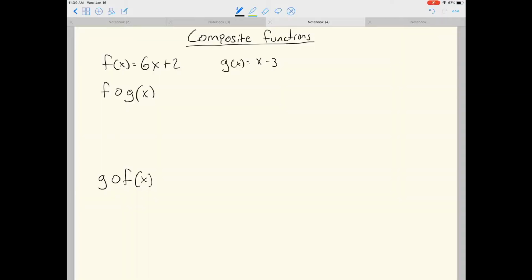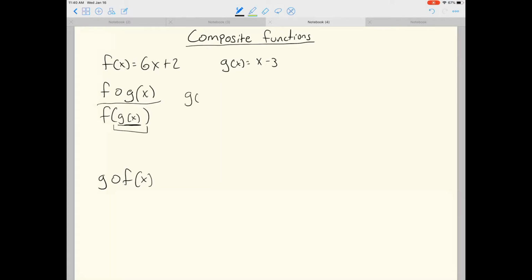Alright, so today we're going to be going over composite functions, and composite functions are where you take one function and plug it into another function. So we're going to start off with f of g of x, and I'm going to rewrite that like this. Because the g is inside the parentheses here, we have to identify the g of x first, and then plug it into the f of x.